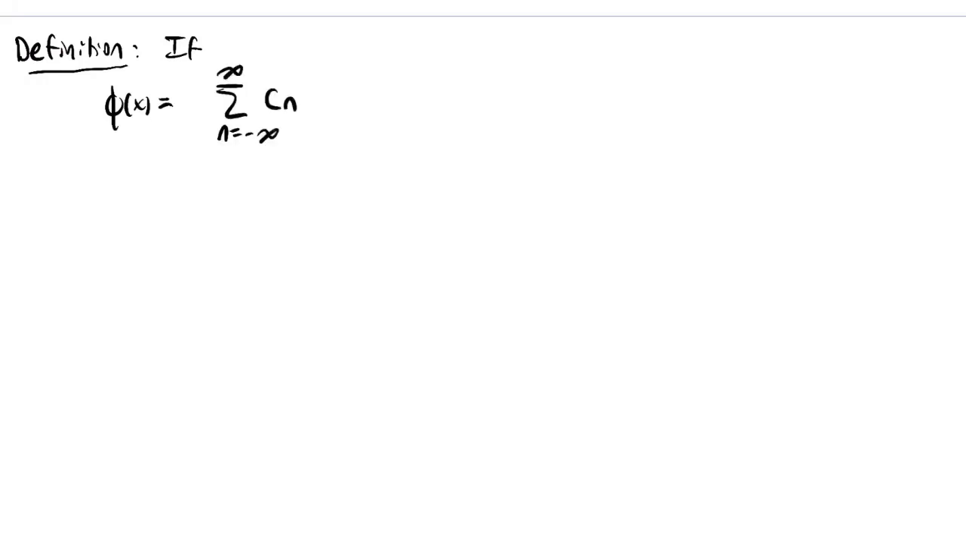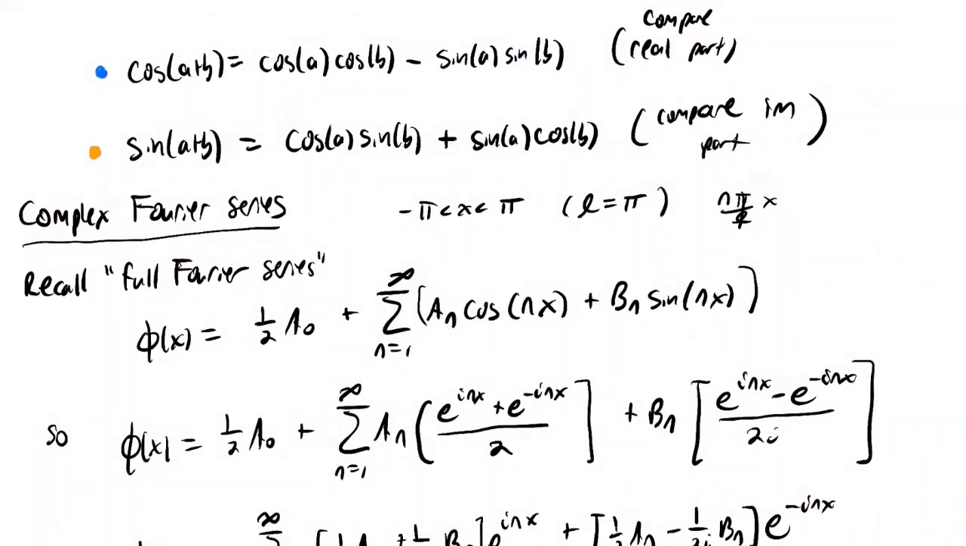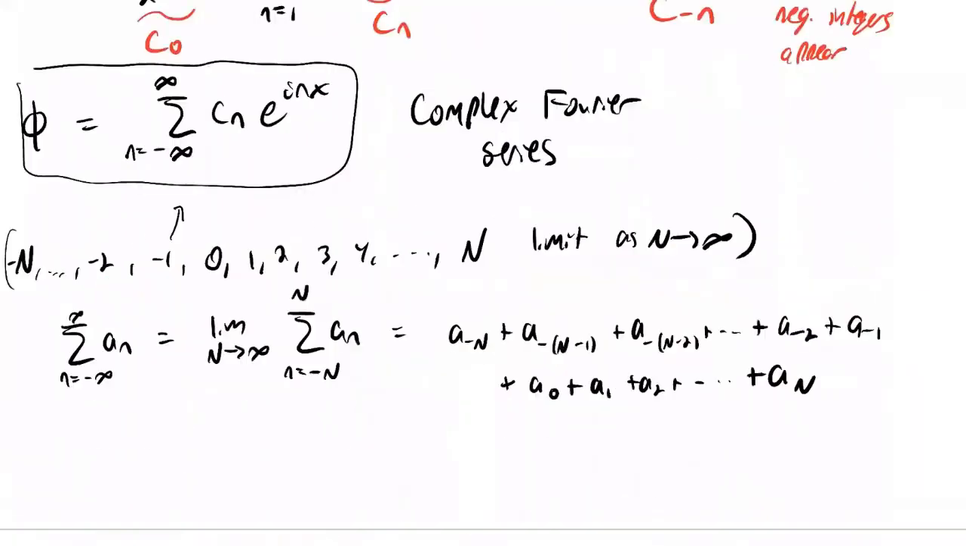Okay, so now I want to talk about the more general definition. If phi of x is equal to the sum from n equals minus infinity to positive infinity of some Cn times... well, remember in this example, to motivate what we're doing, we looked at the case where x is between minus pi and pi. So now let's look at a more general interval.